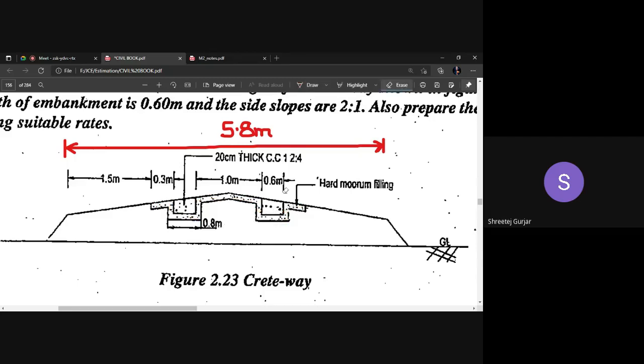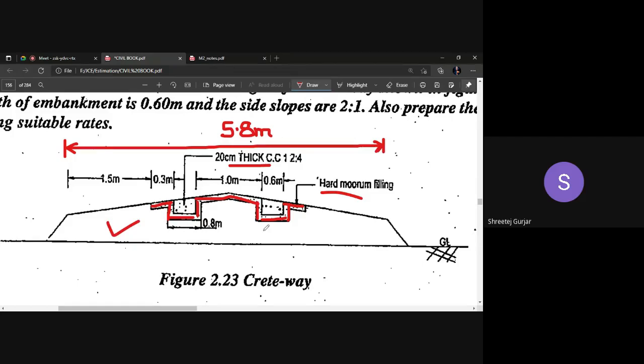Now I'll tell you how we will calculate. We will calculate a horizontal component separately, and then the vertical component separately, so that we get the total quantity of hard muram required. After hard muram, the rest of the things are very easy. You have to calculate cement concrete, and then this embankment. No problem.